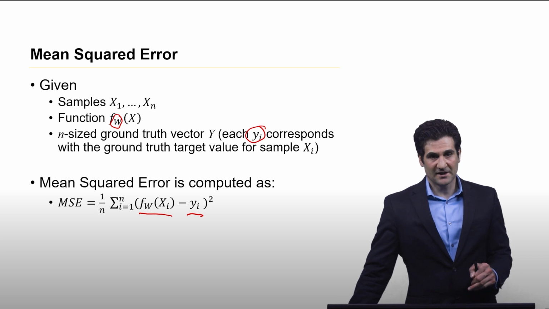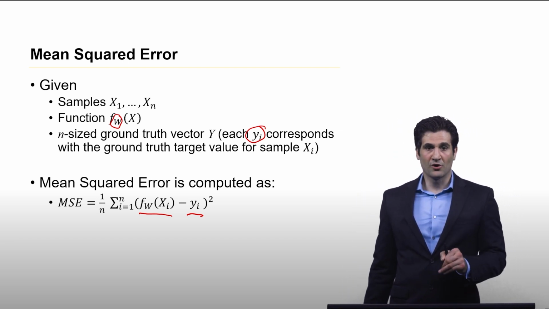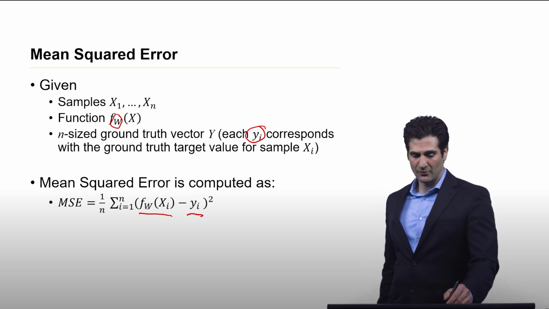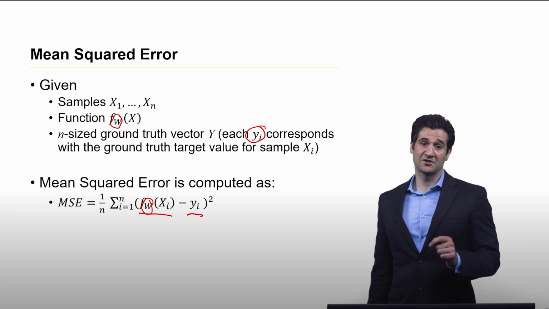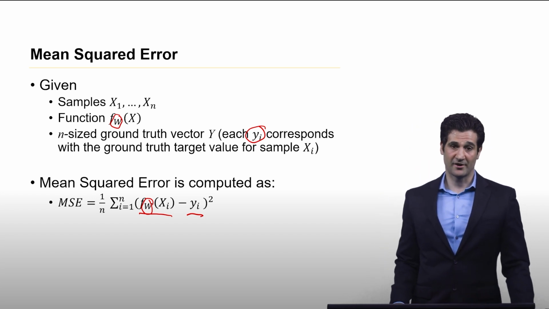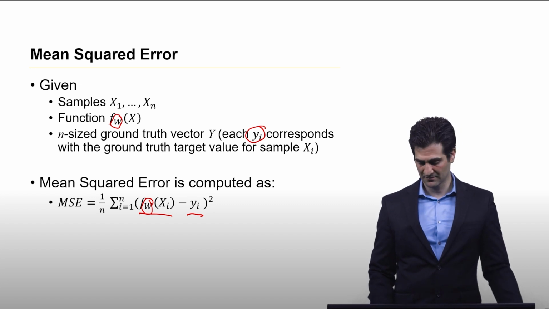Now, the thing is we're looking for W. So it's more than just calculating the mean squared error. We got to find that parameter that causes that function to minimize the mean squared error. That's what we care about here. So keep that in mind as we go through this.